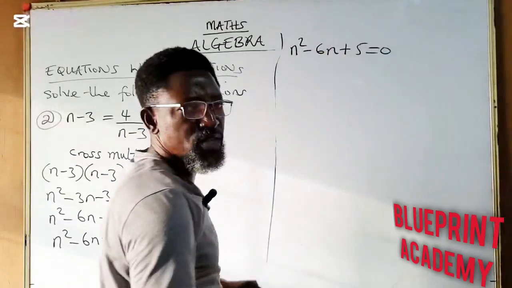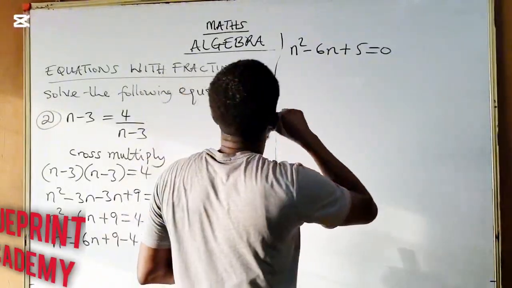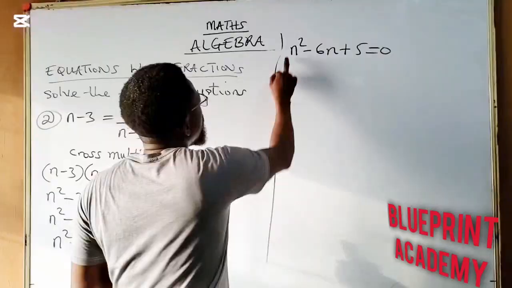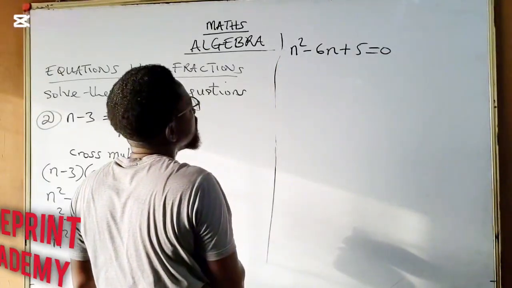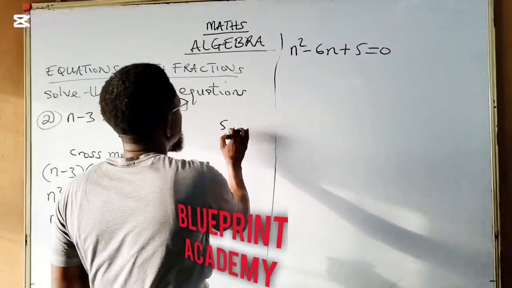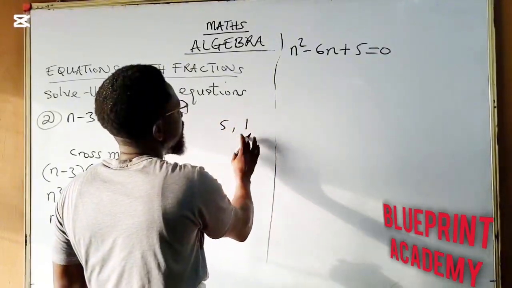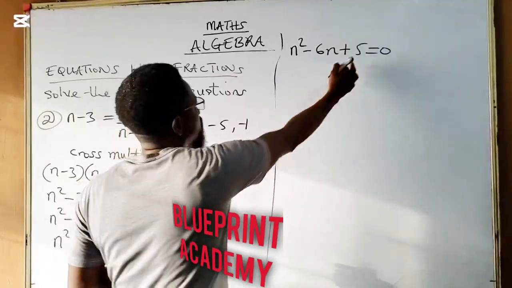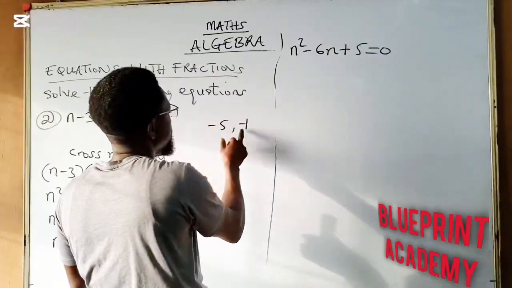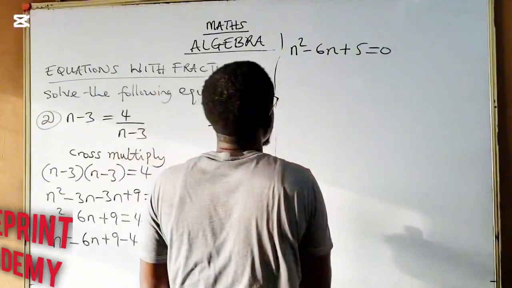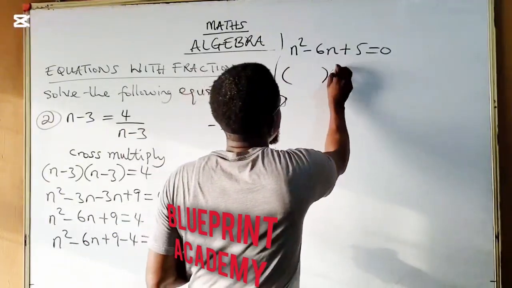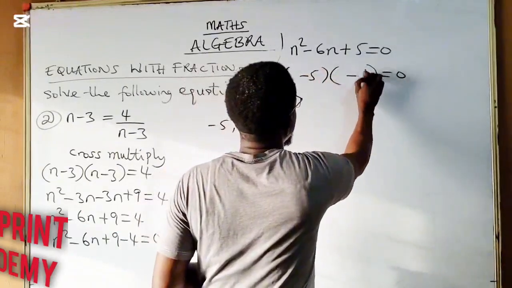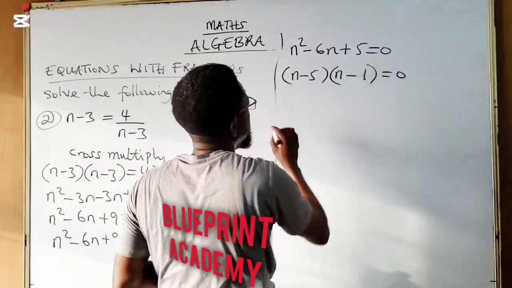So the same thing we did previously for trinomials. We look for two numbers that you multiply to get plus 5 and when you add, you get minus 6, because the coefficient here is 1. The two numbers you can use are minus 5 and minus 1. Minus 5 times minus 1 is plus 5, then minus 5 plus minus 1 gives minus 6. So now we split this one. We just put two brackets like we did previously. So we have minus 5 here, then minus 1, so we have n and n.